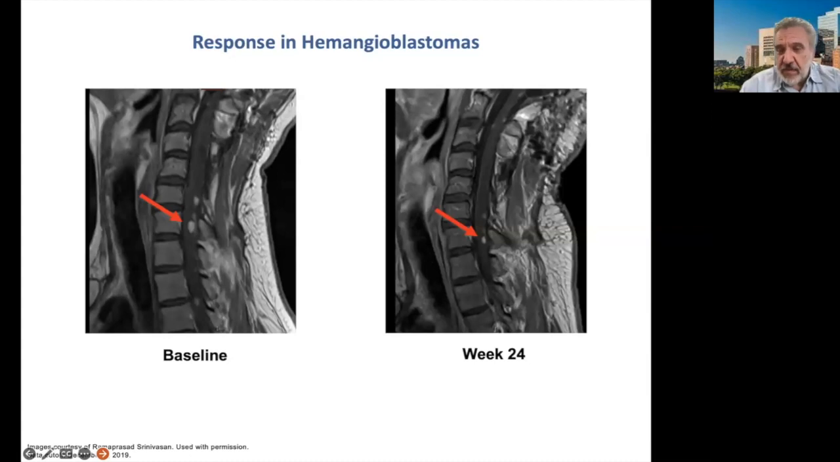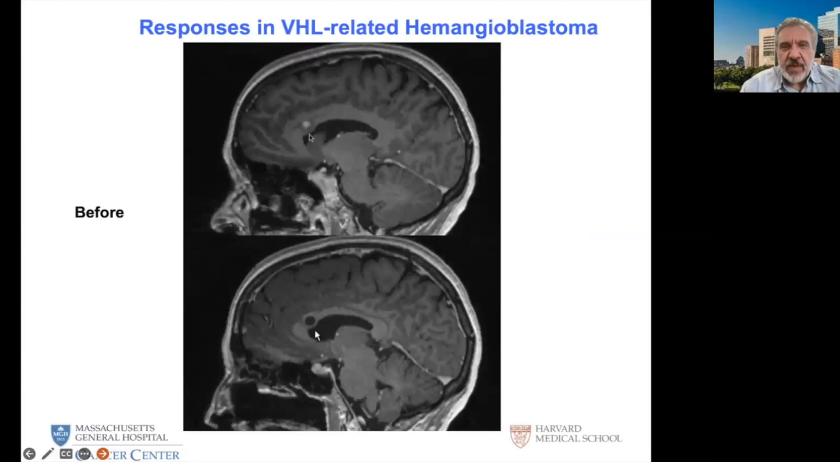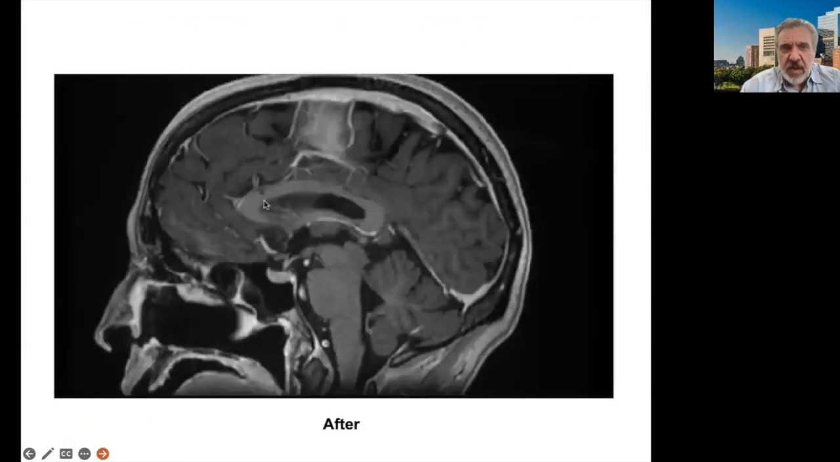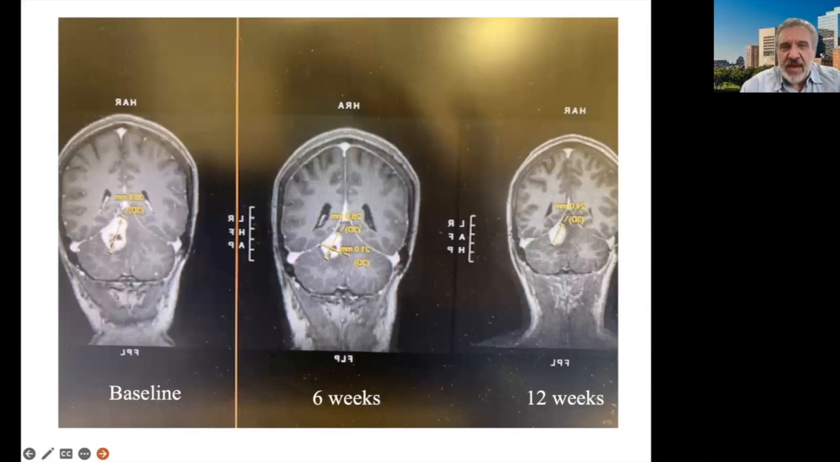No, that's not 3 months. I'm sorry, this is 6 months, 24 weeks. This is the hemangioblastoma before. This is the solid component of the hemangioblastoma in a patient of mine, and this is the cystic component, and this is after, and this is approximately 3 months. There is nothing left in the area, and this is one of my most dramatic cases.